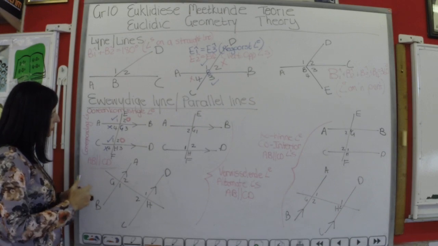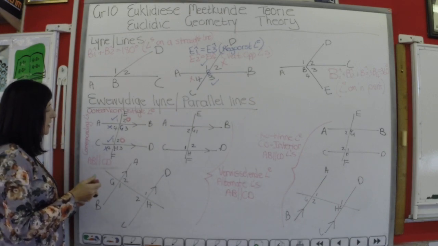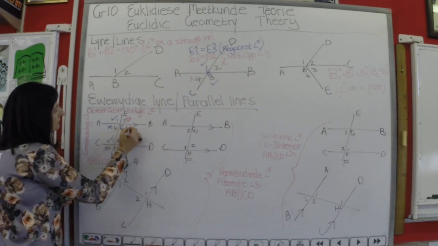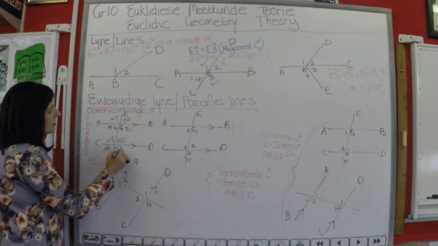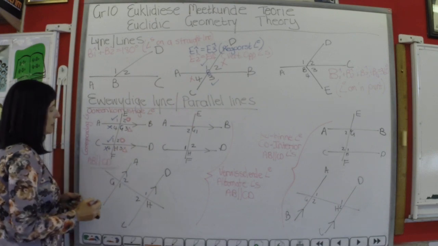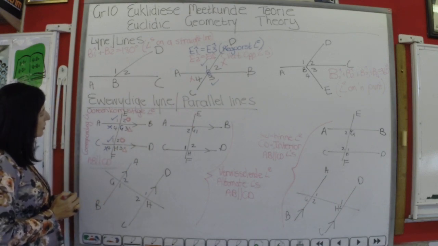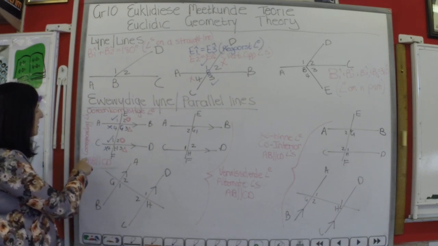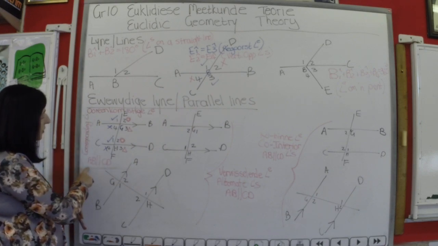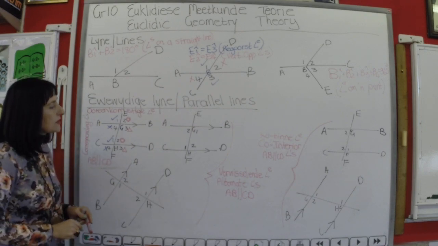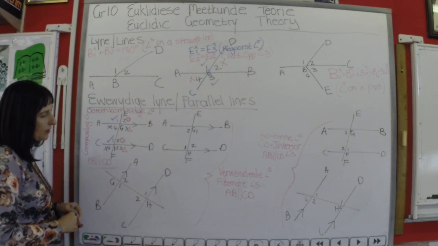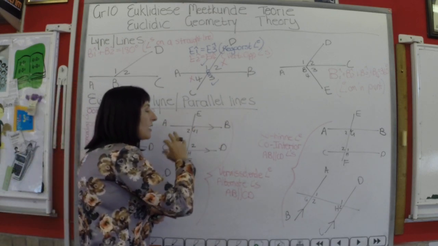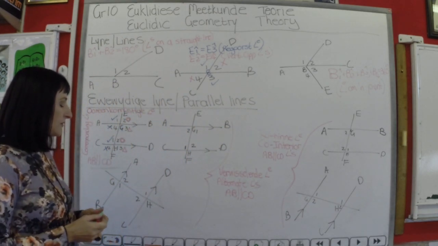So the last 2 corresponding angles that's equal to each other will then be G3 equals H3. Hierdie hoeke is almal ooreenkomstige hoeke en hoekom is hulle gelyk aan mekaar? Want hulle is corresponding because AB is parallel to CD. Dis ooreenkomstige hoeke.